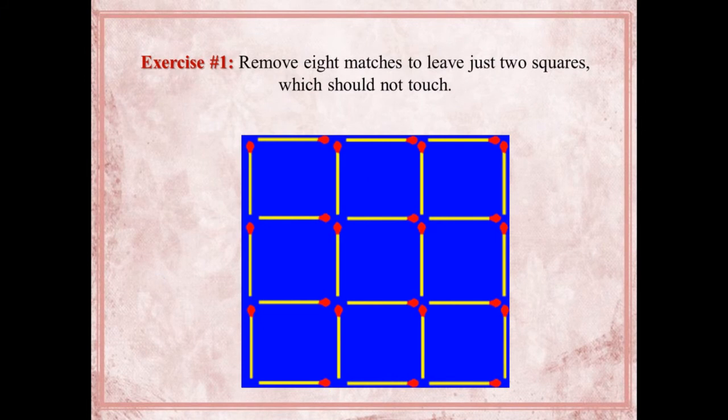Which should you not touch? Or how will you do that? How many boxes are there currently? There are many squares actually. That's another problem. Now, how many squares do you see? Well, definitely it's more than 9. You see 9 small ones right now, but there are more than 9, no? But how would you remove 8 matches so that only 2 squares will remain?